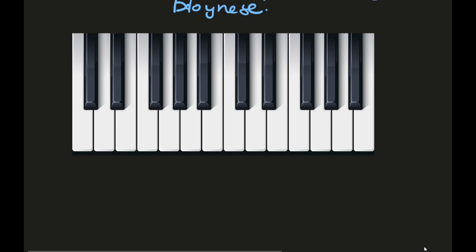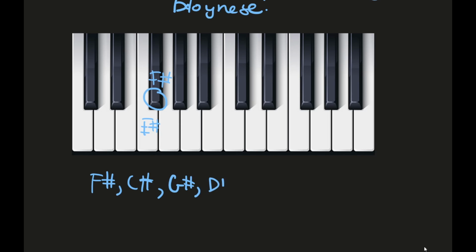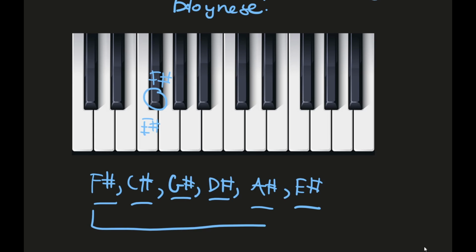F sharp major, and moving one half step down, because this is F sharp, we can see that this is E sharp. So this right here is E sharp. And we remember in our pattern, F sharp, C sharp, G sharp, D sharp, A sharp, E sharp. So in F sharp major, we know that there is F sharp, C sharp, G sharp, D sharp, A sharp, and E sharp, because E sharp is the last one that F sharp receives. So we know that in F sharp major, we will have these 6 sharps.